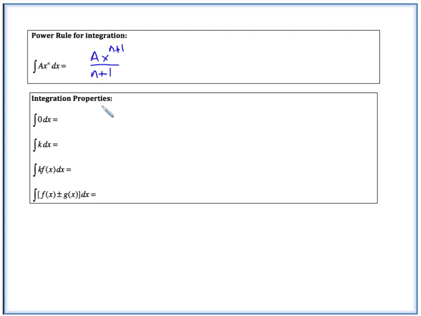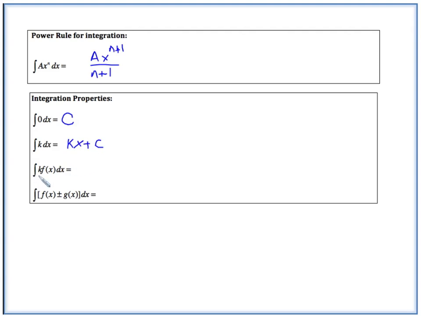Now a couple other integration properties that we get here. The integral of 0 dx. Remember, we have to go backwards, so we have to think what the derivative of what function gives us 0? Well, we know the derivative of a constant gives us 0. If we're looking at the integral of k dx, k is just some constant. Okay, so we want to go backwards. So this is going to be kx plus c. So the integral of a constant is just going to be that constant times x, and then again plus c.